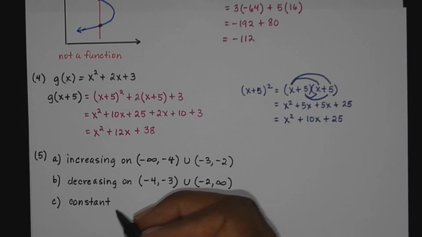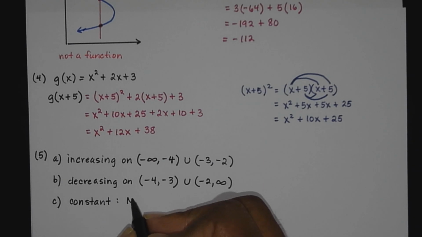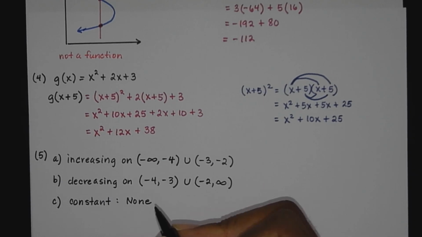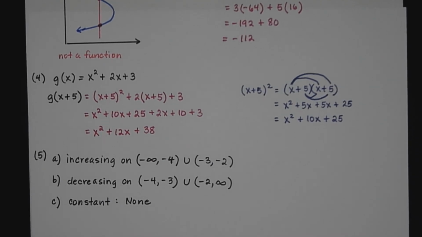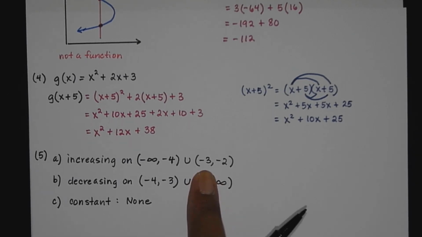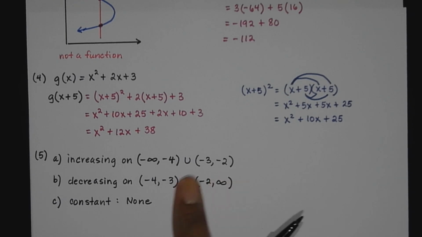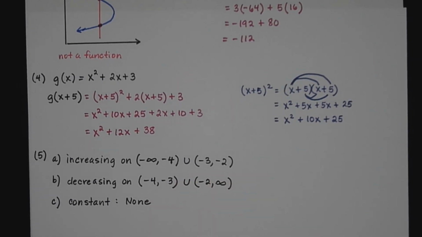All right. Now as for constant, there's no straight line anywhere, so the answer for that would be none. So here is increasing on these intervals, negative infinity to negative 4 and negative 3 to negative 2, decreasing on the intervals from negative 4 to negative 3 and from negative 2 to infinity, constant nowhere. Okay. Are there any questions about problem number 5?